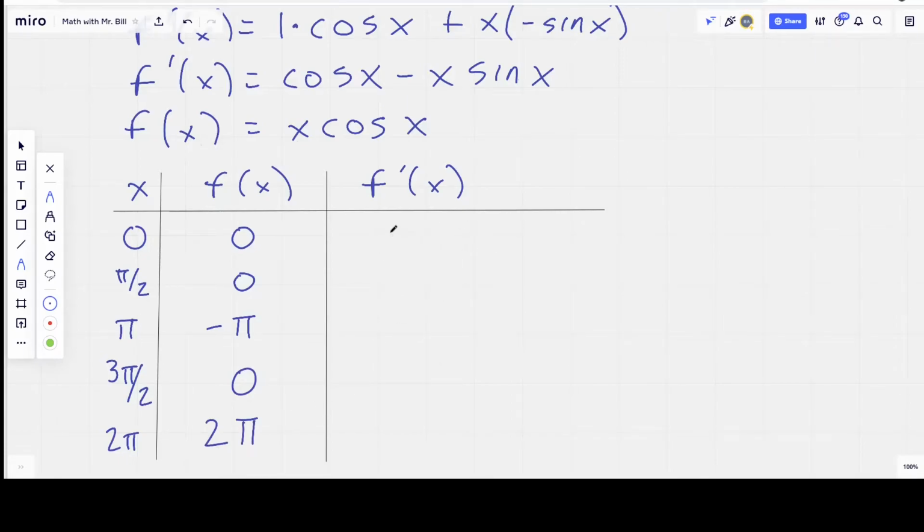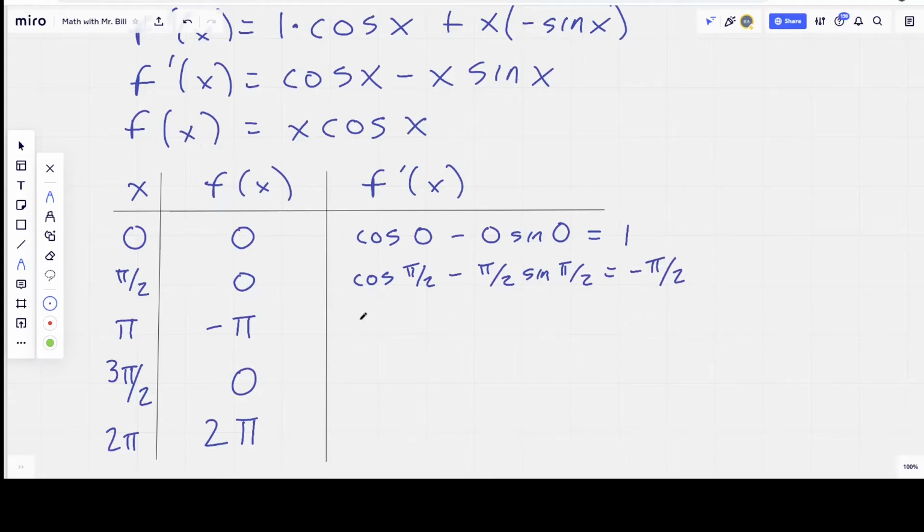All right, now the derivative. It's going to be a little bit more complicated. If I plug 0 in, I get cosine of 0 minus 0 times the sine of 0, which is going to be equal to 1 because the cosine of 0 is 1. Next, I'm going to have the cosine of pi over 2 minus pi over 2 times the sine of pi over 2, and that's going to be equal to the negative of pi over 2 because the sine of pi over 2 is 1.